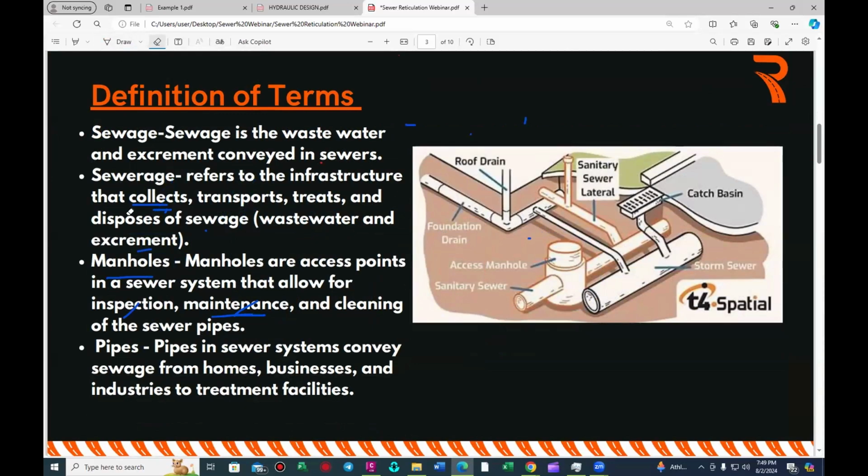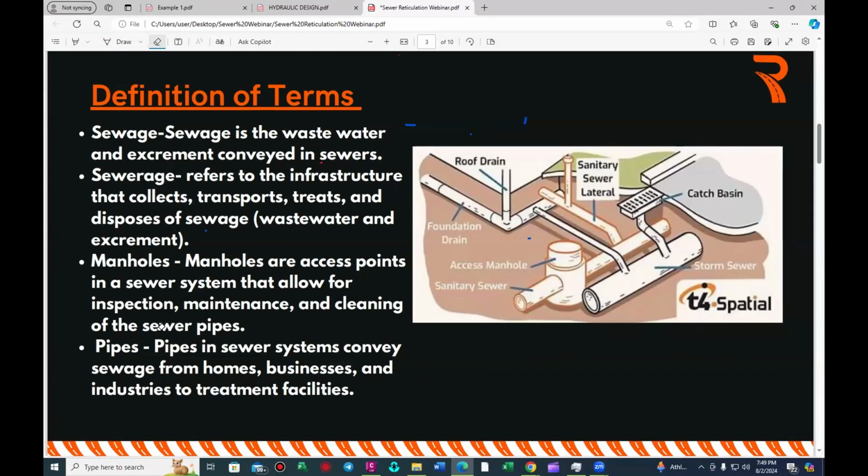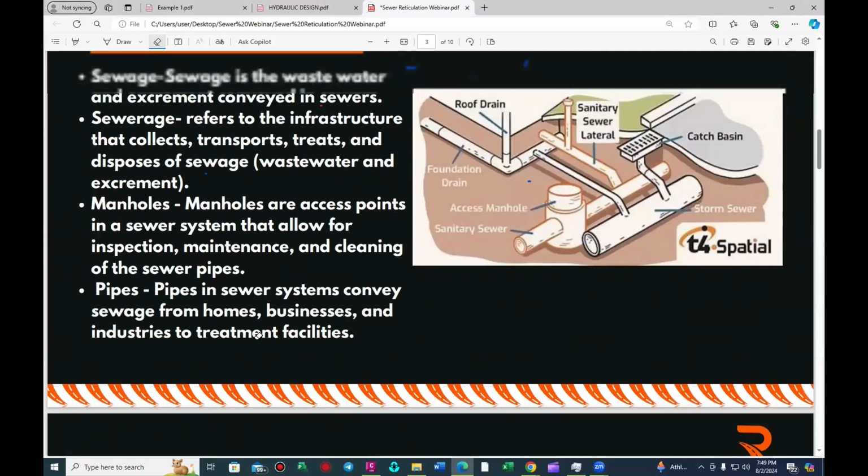Whenever we're changing direction, we provide a manhole. Whenever there are two or more pipes meeting, we provide a manhole. So you need to know, guys, manholes are your access points. Manholes provide for inspection. They also help for maintenance, right? Great stuff. Then we have got our pipes in our sewer system.